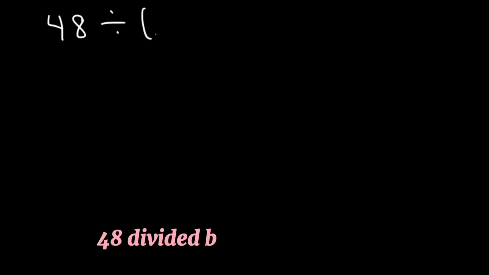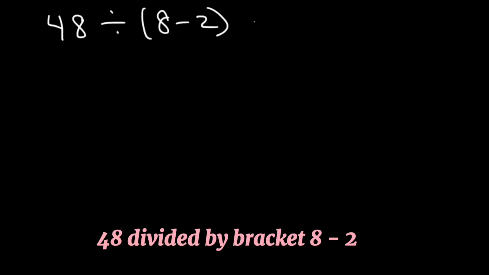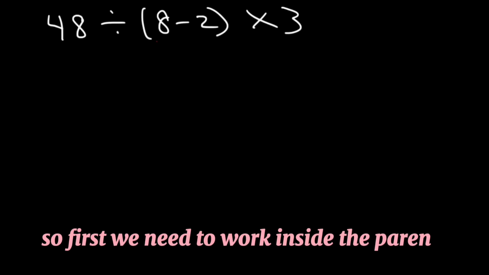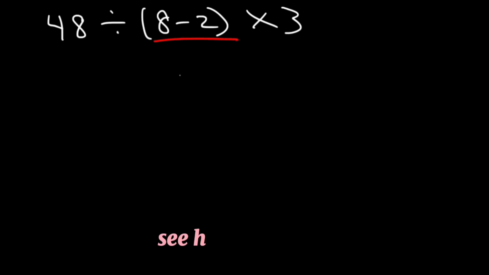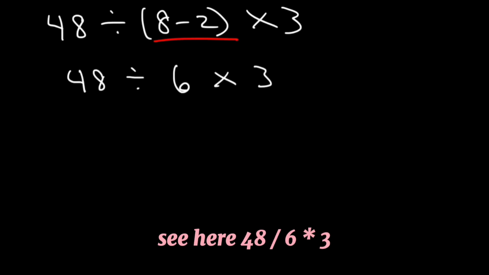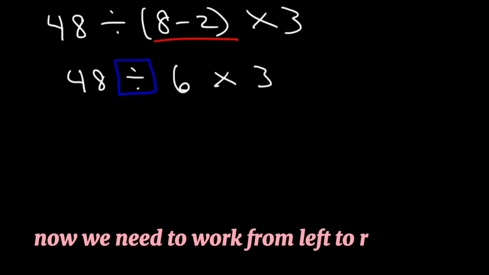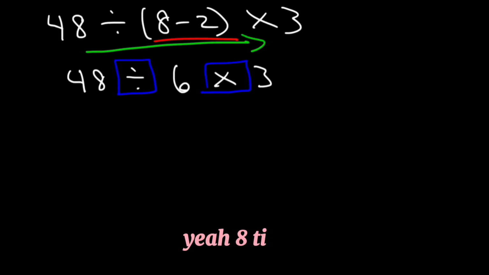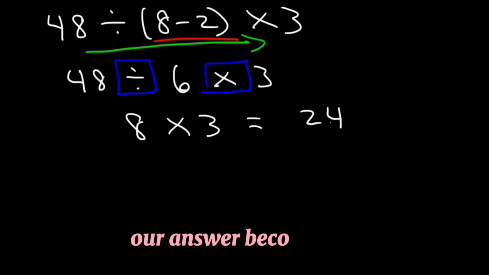What is 48 divided by the bracket 8 minus 2, times 3? So first we need to work inside the parentheses. You see here, 48 divided by 6 times 3. Now we need to work from left to right here. 48 divided by 6 is 8, times 3. Our answer becomes 24.